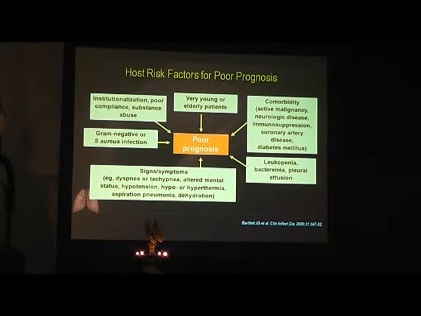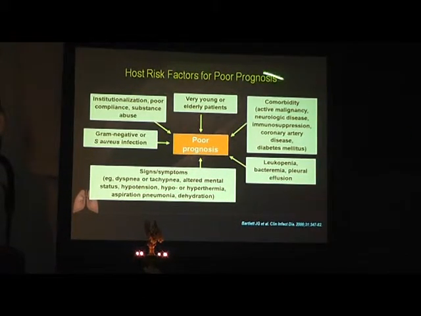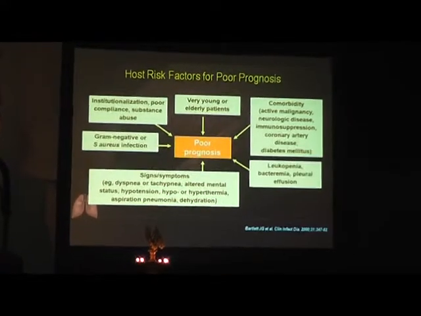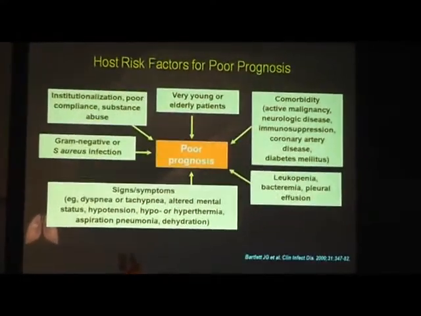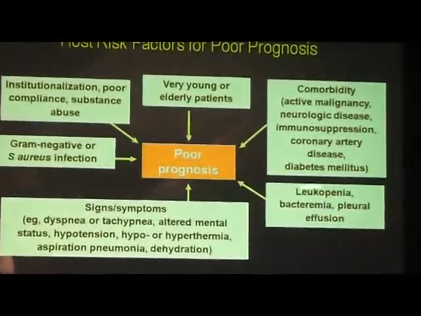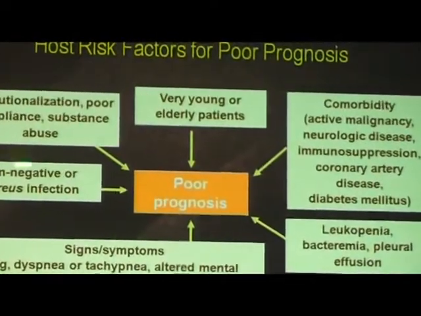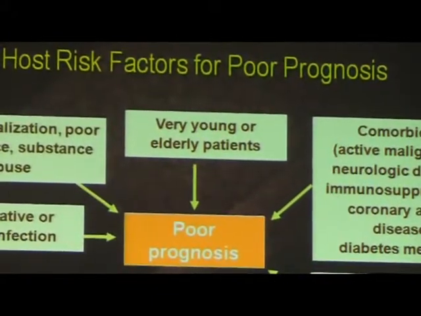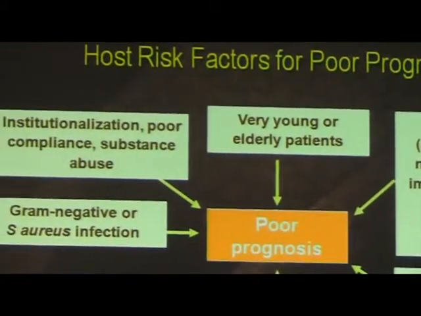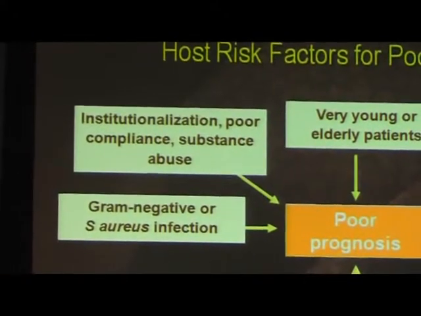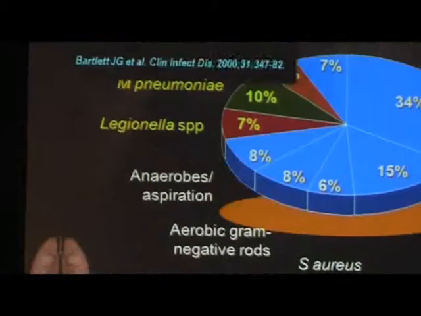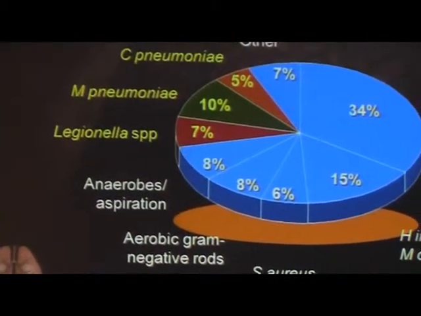You have host factors for poor prognosis: very young, extremely old, comorbidities, again very important. Look at comorbidities, look at diabetes, look at cardiovascular disease, look at renal disease, renal failure, leukopenia, bacteremia, signs, symptoms, dyspnea, gram-negative, institutionalization. Patients who live in institutions, for example, mentally retarded patients, are prone to infections. We need to understand, again as I said, the background really comes in a huge way when we look at a situation like this.